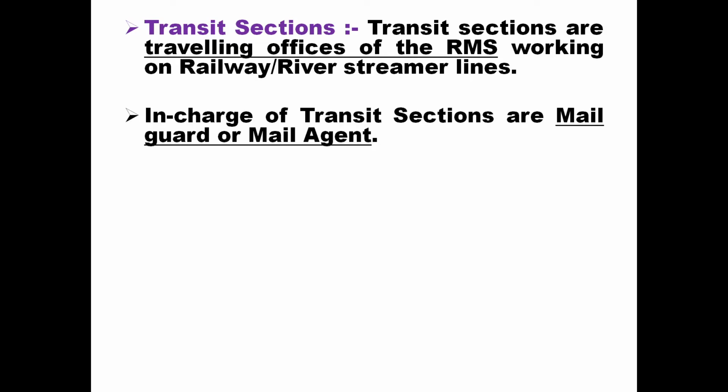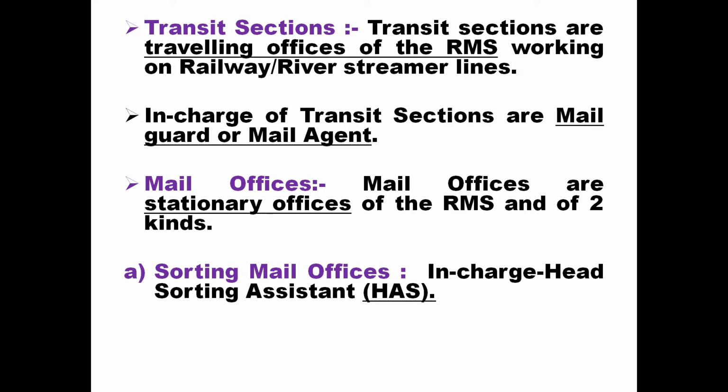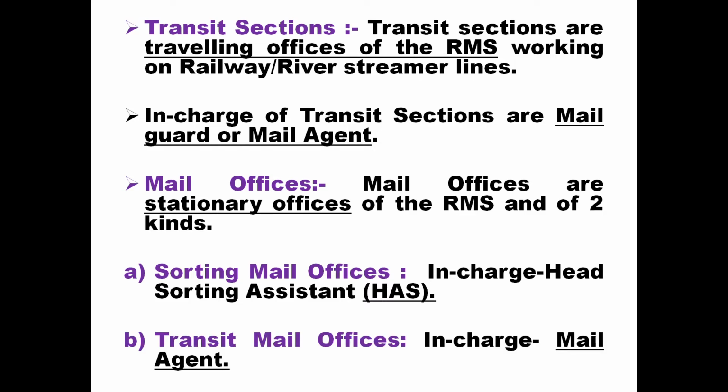Transit sections. Transit sections are travelling offices of the RMS working on railway or river steamer lines. In charge of transit sections are the mail guard or mail agent. Mail offices. Mail offices are stationary offices of the RMS and of two types. First one, sorting mail office. In charge of the sorting office is the Head Sorting Assistant, HSA. Transit Mail Offices. In charge of a Transit Mail Office is the Mail Agent.